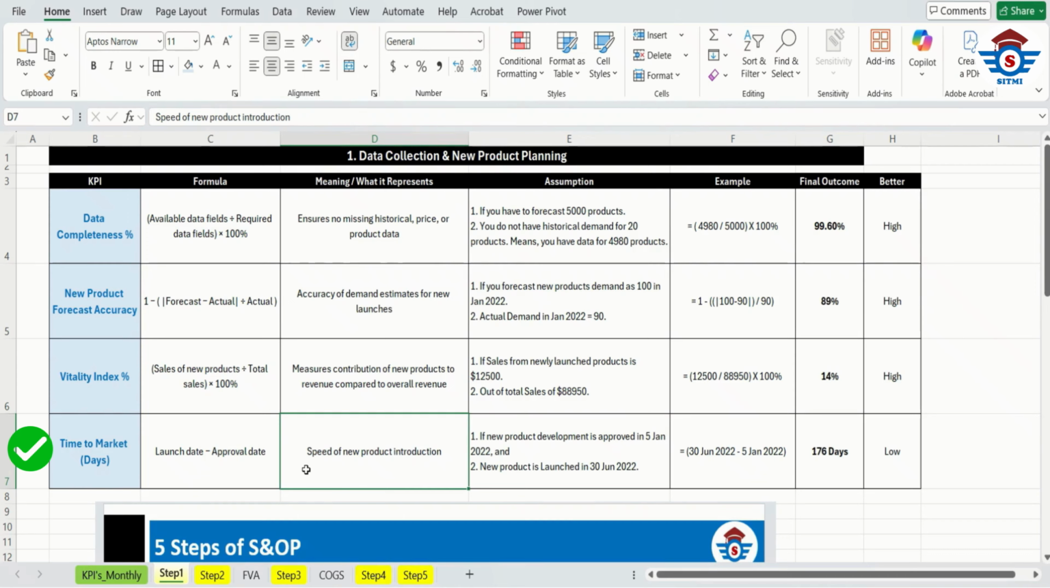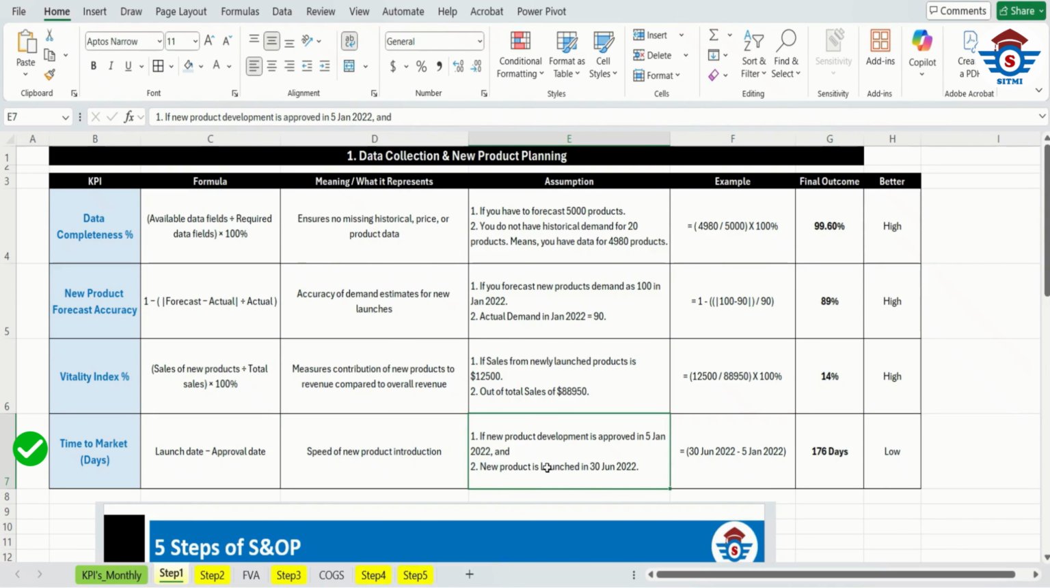And it takes a longer time to launch the products in the market. Because of that, we consider how much time it is taking to launch the products in the market in this metric. The formula for time to market is launch date minus approved date. So let's take an assumption.